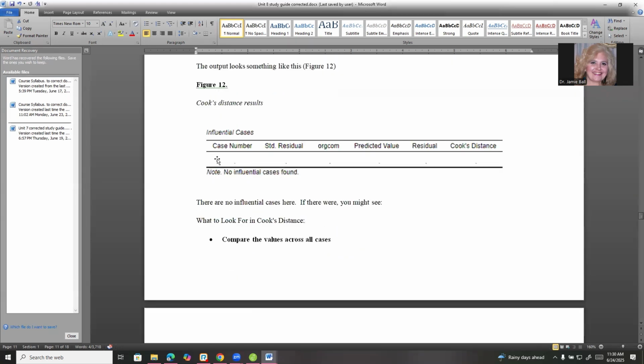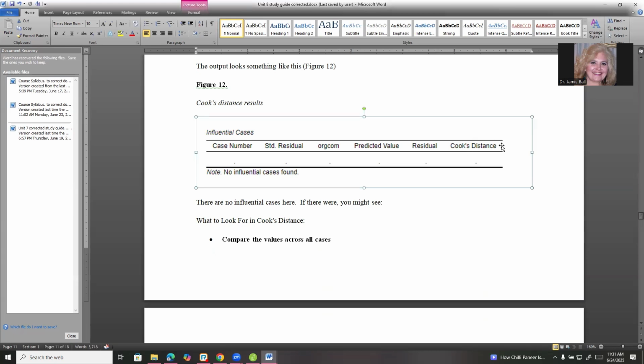Now, here were my results. There were no influential cases found in any of my variables. Okay, but you might have one. So we would get the case number, which case was causing a problem, the residual, the organizational commitment score, the predicted value, the residual, and we would get Cook's distance. So right here is where we would be looking to see if it was greater than 1.